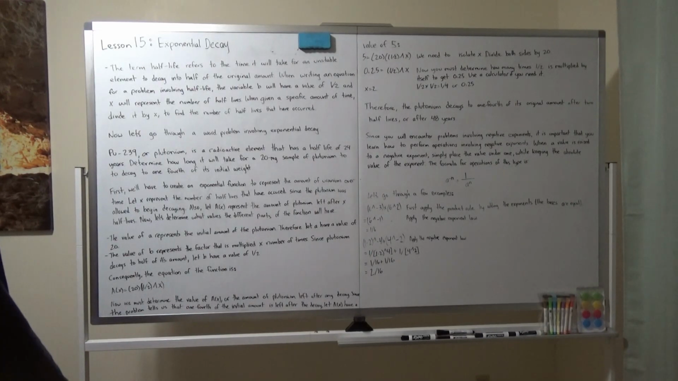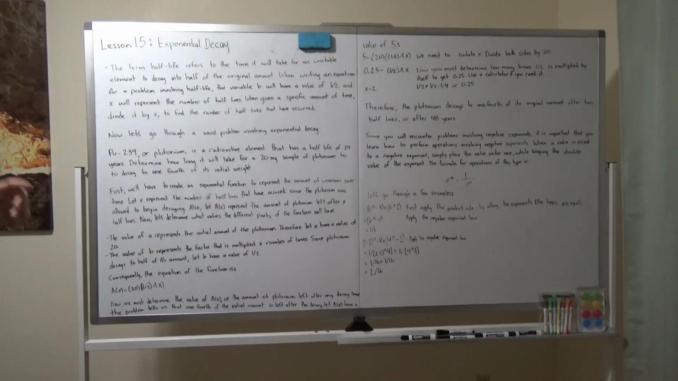First, we'll have to create an exponential function to represent the amount of plutonium over time. Let x represent the number of half-lives that have occurred since the plutonium was allowed to begin decaying. Also, let a of x represent the amount of plutonium left after x half-lives.